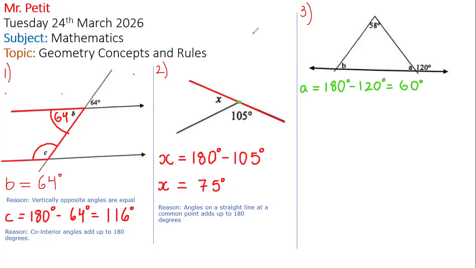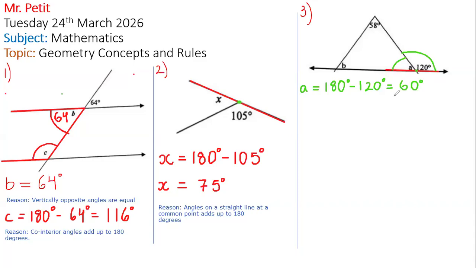And the reason why, if we look at it, just to prove our theory. We have these 2 angles. They are on a straight line, literally at a common point. This angle is A. This angle is 120. These 2 angles must add up to 180 degrees. So 180 minus 120, that's how we get 60.